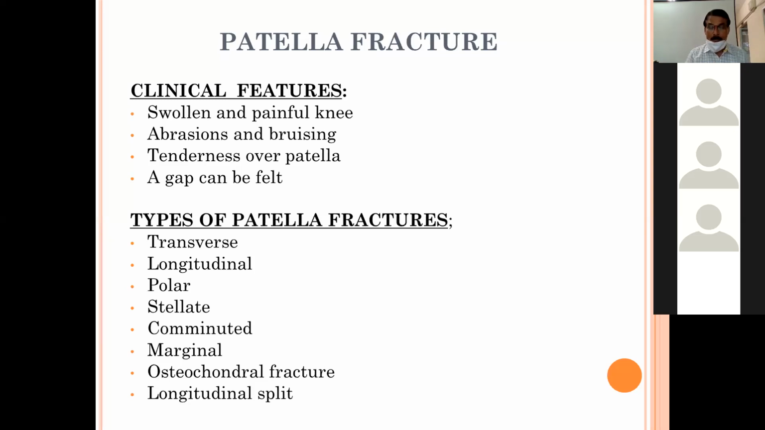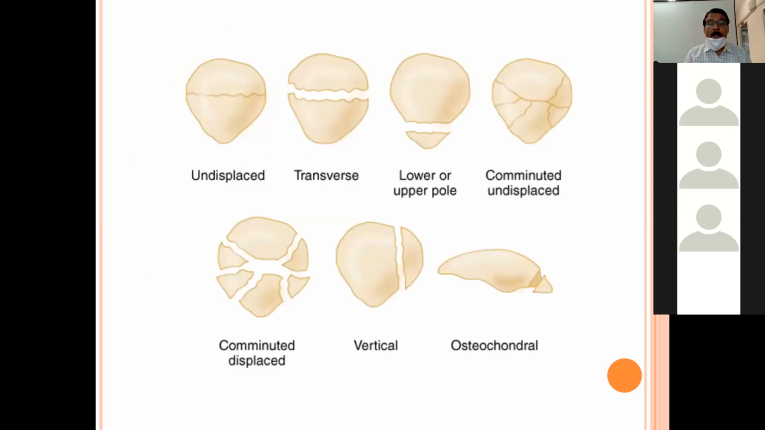Then there is a longitudinal split. So these are the examples. See, this is a transverse fracture, but there is no displacement. The fracture is there, but there is no displacement. Another is a transverse fracture. This is a polar fracture, lower pole, or there may be a similar fracture in the upper pole.